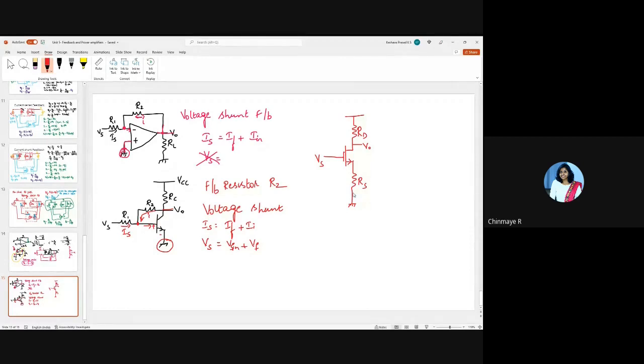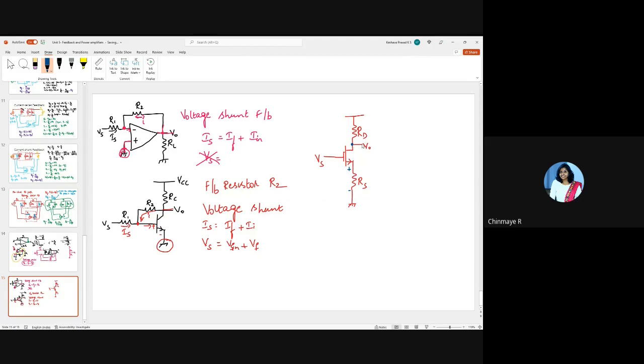Can you try and find out now what kind of feedback this is? Current series. Chinmaya says current series. Okay. So Anup and Chinmaya are right. This is not voltage series. Now look, this is the place at which you're taking the output voltage, right? Now I told you RS is the feedback resistor. The voltage across RS is fed back to Vs, right? So this is not the same place from which you're sampling the output voltage to be fed back to the input.